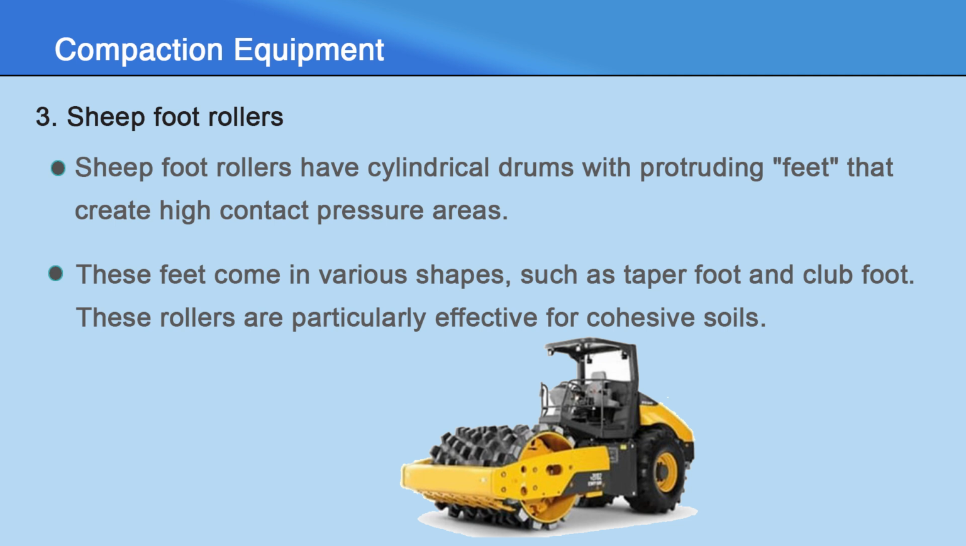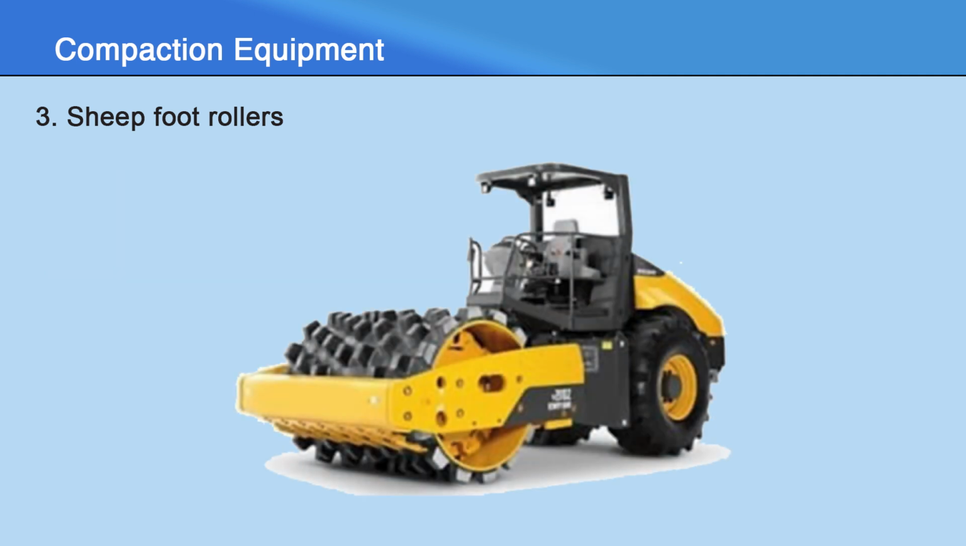Sheep's foot rollers are slow, have high rolling resistance, and incur high costs per unit volume compacted. Sheep's foot rollers are effective for compacting clay and sand clay mixtures but are unsuitable for granular soils like sand and gravel. The compacted soil layer depth is limited to the length of the feet. The contact pressure generated varies from 1400 to 7000 kilonewton per meter square.